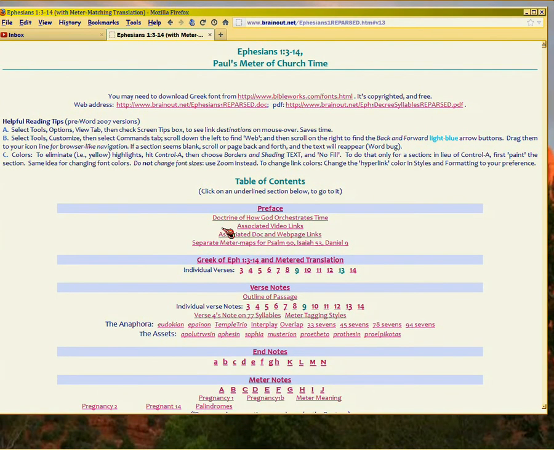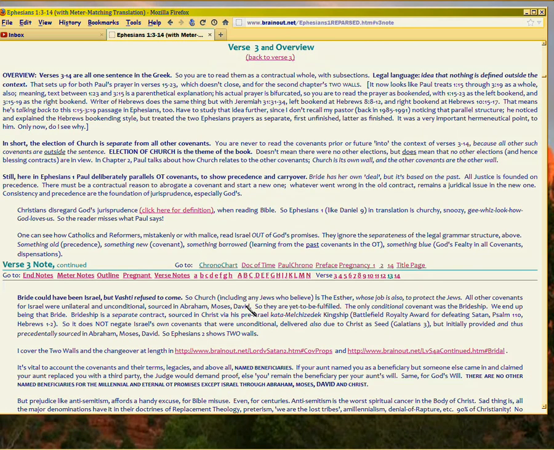As you'll notice, the links change. And by the way, if you are not able to read the Greek, it's because you need to download the fonts. So you have to go to BibleWorks.com fonts, and they're free fonts, so just download them. Then you'll be able to read the Greek. So that's the verse 3 note.